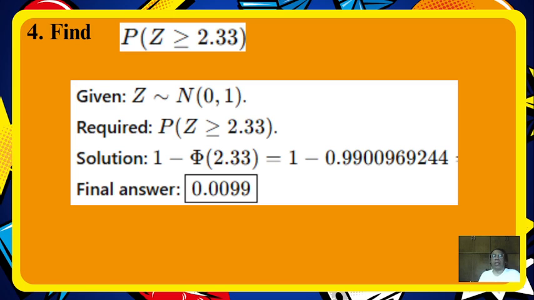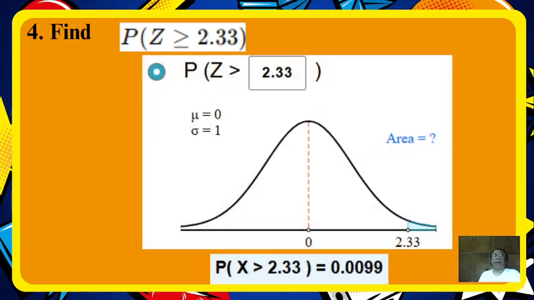2.33, which is equal to 1 minus 0.9900969244. The final answer is 0.099. So, verifying our answer using the mathportal.org for our probability of Z is greater than 2.33. The answer is 0.0099, which is the same.